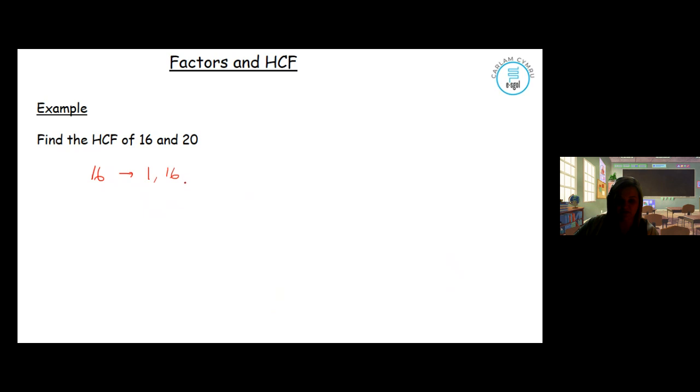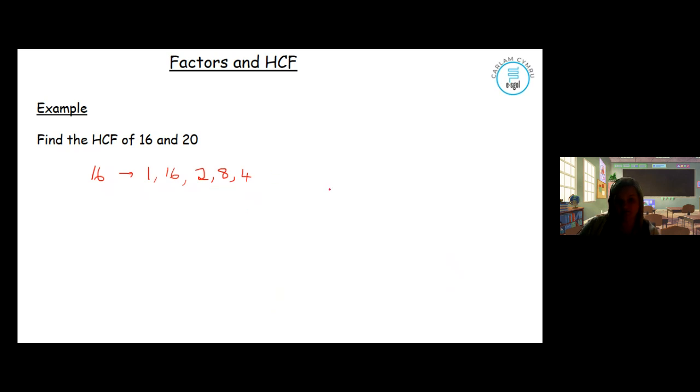If I go up from the number 1, the next value I come to is 2. 2 goes into 16 because 16 is an even number. And what do I multiply 2 by to get 16? I multiply by 8. So 8 goes into 16. If I carry on going through my number system, the next number is 3. Well, 3 does not go into 16 exactly. I will have a remainder, so that is not a factor of 16. So the next value I come to is 4. 4 does go into 16, and 4 multiplied by 4 is 16, which I've already got in this list. So I'm not going to write any more.